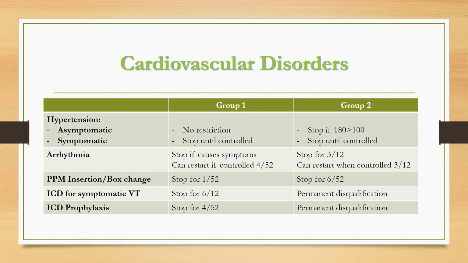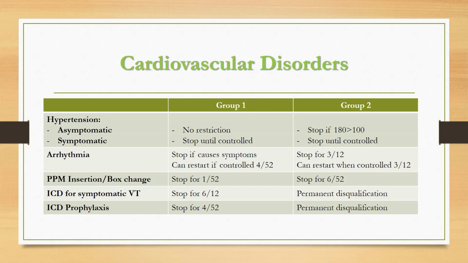Arrhythmia: the patient should stop driving if this arrhythmia is causing symptoms, and he can restart driving again if he has controlled arrhythmia for 4 weeks. This is for group 1. For group 2, the patient should stop driving for 3 months, and he can restart driving again if he has controlled arrhythmia for 3 months. If the patient has permanent pacemaker insertion, for group 1, he should stop driving for 1 week after insertion, and for group 2, he should stop driving for 6 weeks.